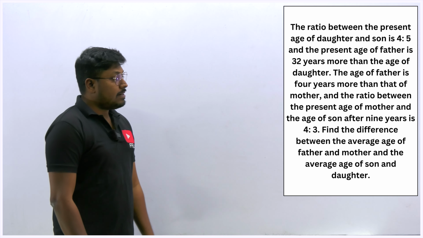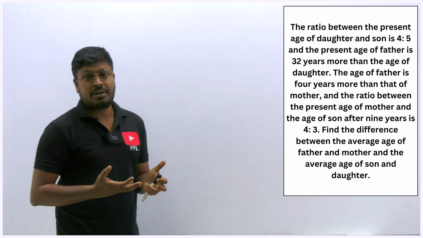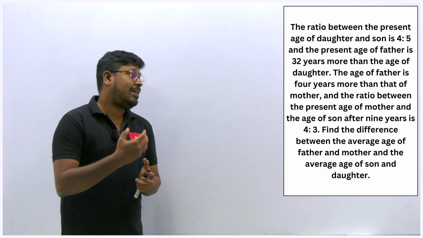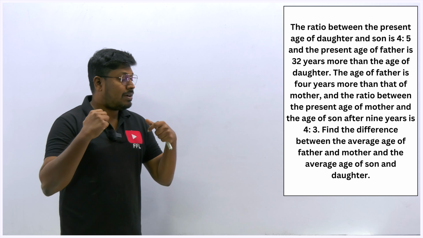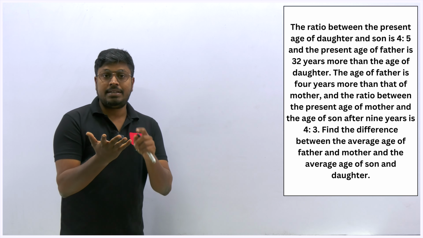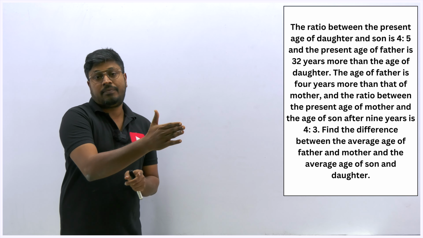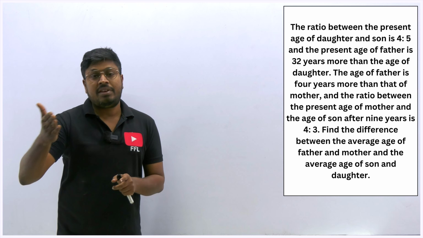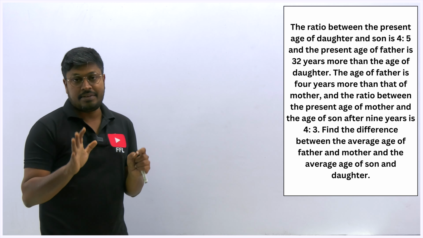Just see here, again, I think there is no direct clue given in the question. Everything is based on a ratio value and 9 years, 12 years, 32 years, etc. So first, let's understand what we need to find here. Totally there are 4 persons: father, mother, son and daughter. We need to find the average for father and mother and the average for son and daughter, and find the difference. This is our final target.